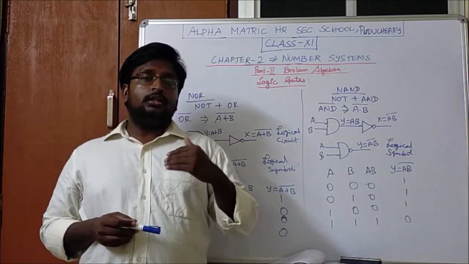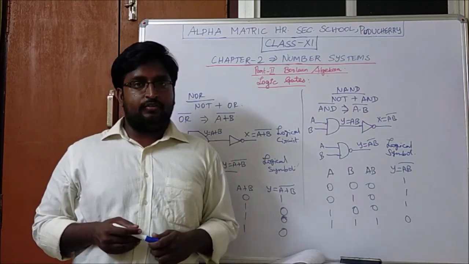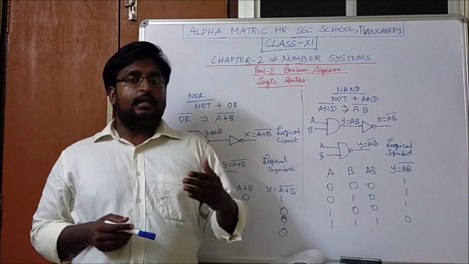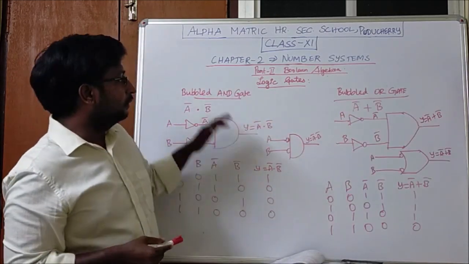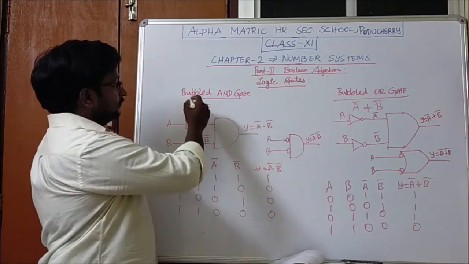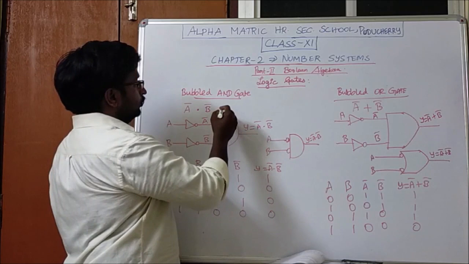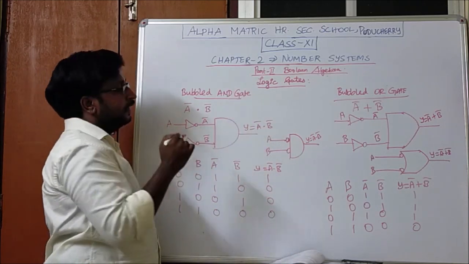Okay, this is all about the NOR and NAND. In addition to that, there are some other gates. Let us see what the other gates available are. The next two gates are the bubbled AND gate and the bubbled OR gate. So first, the bubbled AND gate.